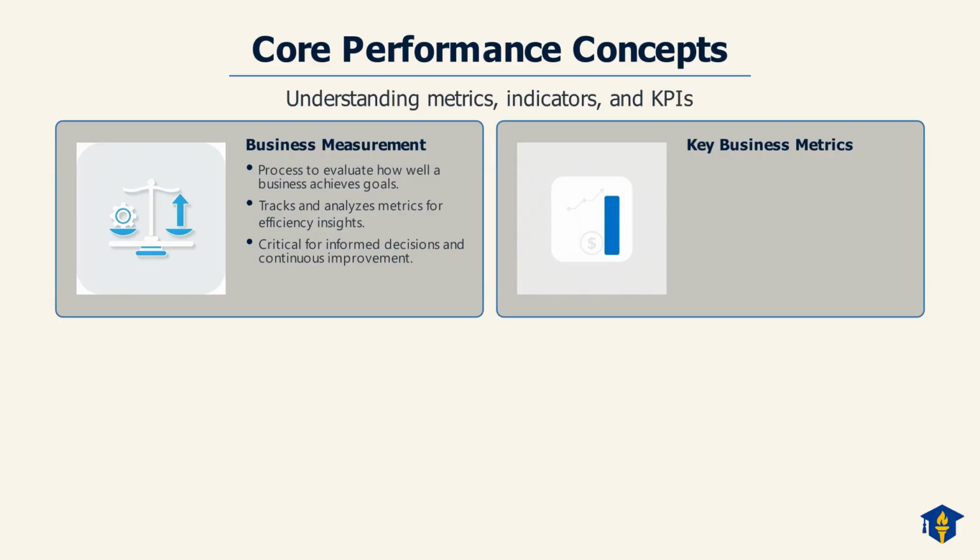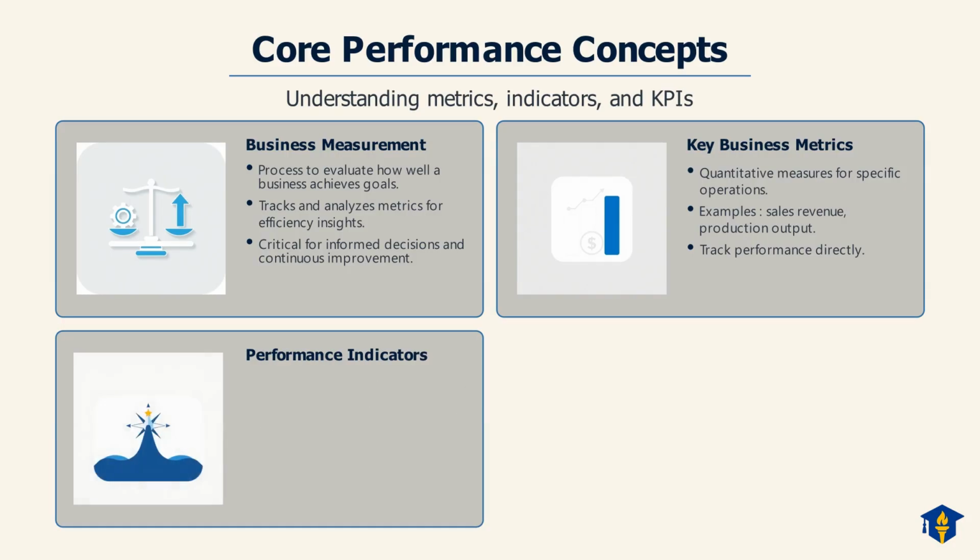Now, let us turn our attention to what we call key business metrics, the specific data points we track. These are quantitative measures used to track the performance of very specific business operations and activities. Good examples include tracking your sales revenue over time or measuring the daily production output of your manufacturing line. These metrics allow us to directly observe and monitor the performance of individual business functions.